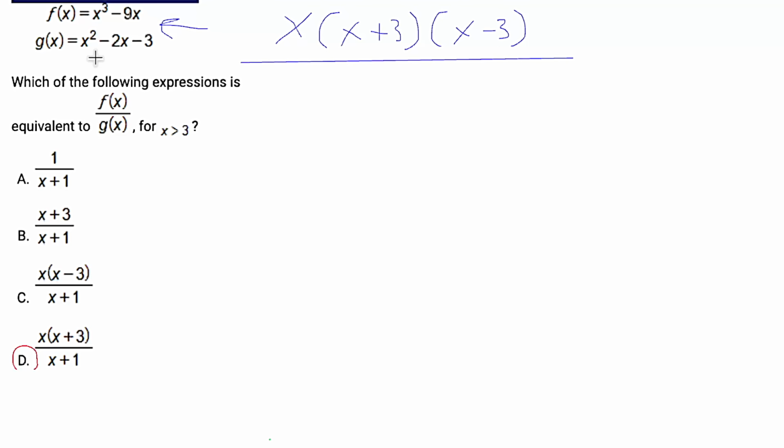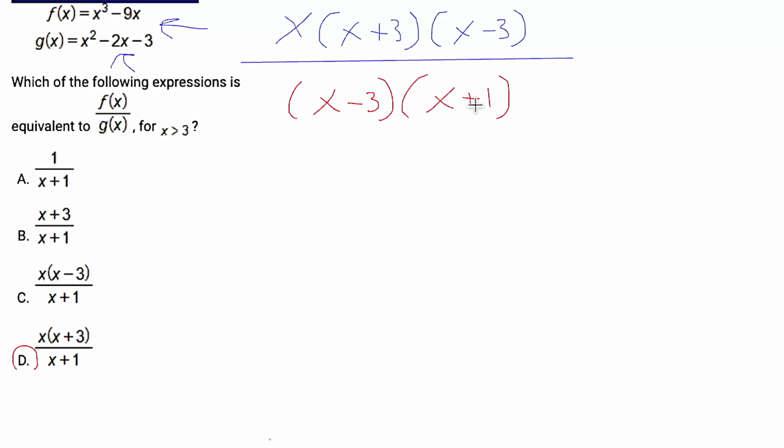And then our bottom one, this is just a quadratic that we can see if we factor, we want to multiply to -3 and we want to add to -2. So what would that be? Basically, it would be x minus 3 times x plus 1. -3 times 1 is -3.